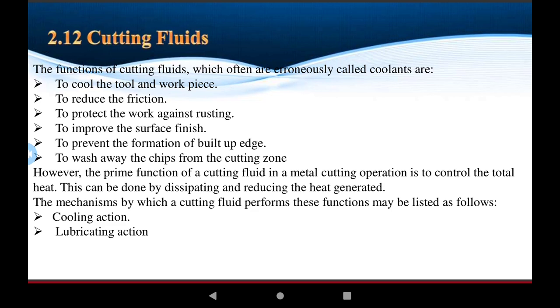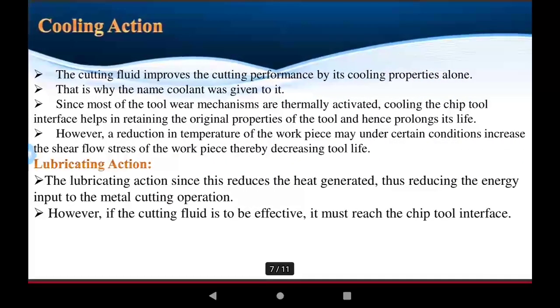And the cutting operation is also controlled for the heat, which can be dissipated or reduced. Second is the cooling action, and the cutting fluid also provides cooling of the tools and workpiece, and lubrication action, the cutting fluid also provides lubrication of the tools and workpiece. Okay. The cutting action is also discussed in this lecture series.